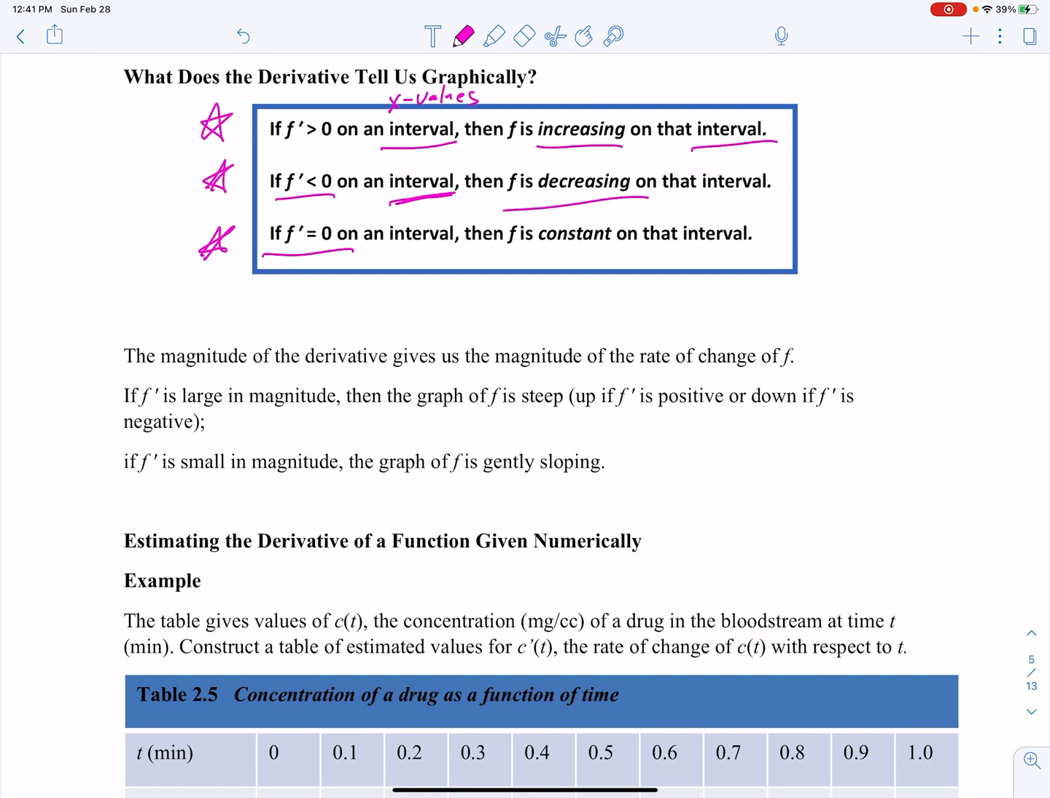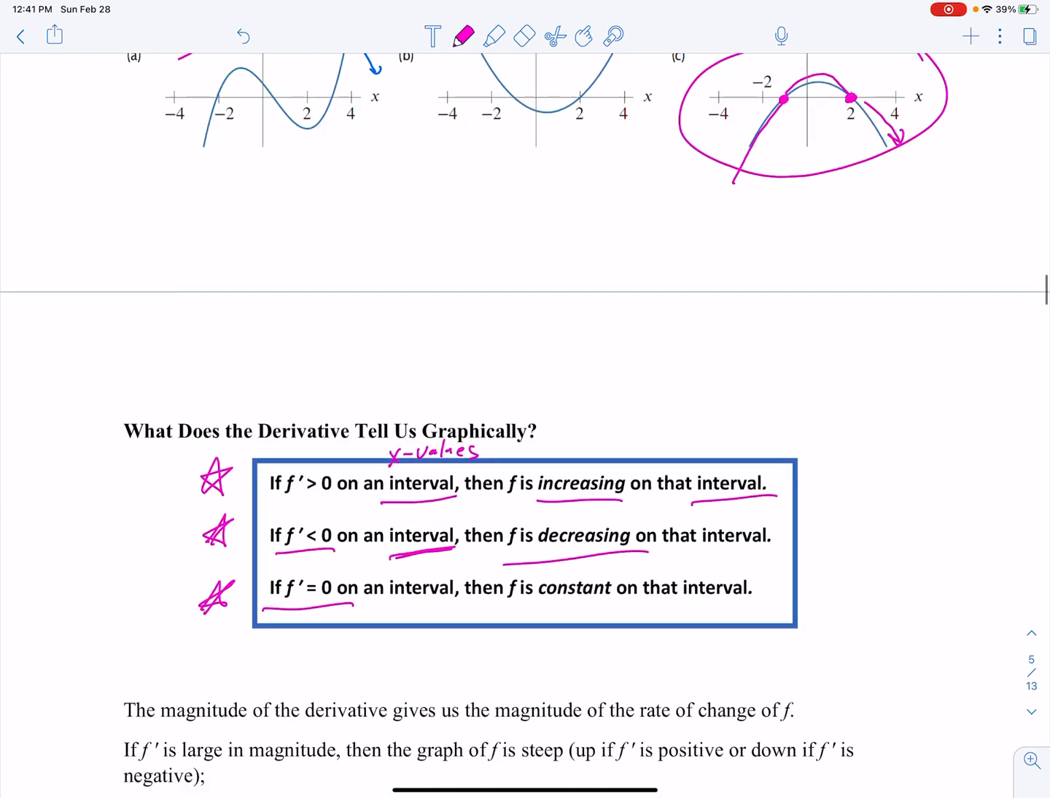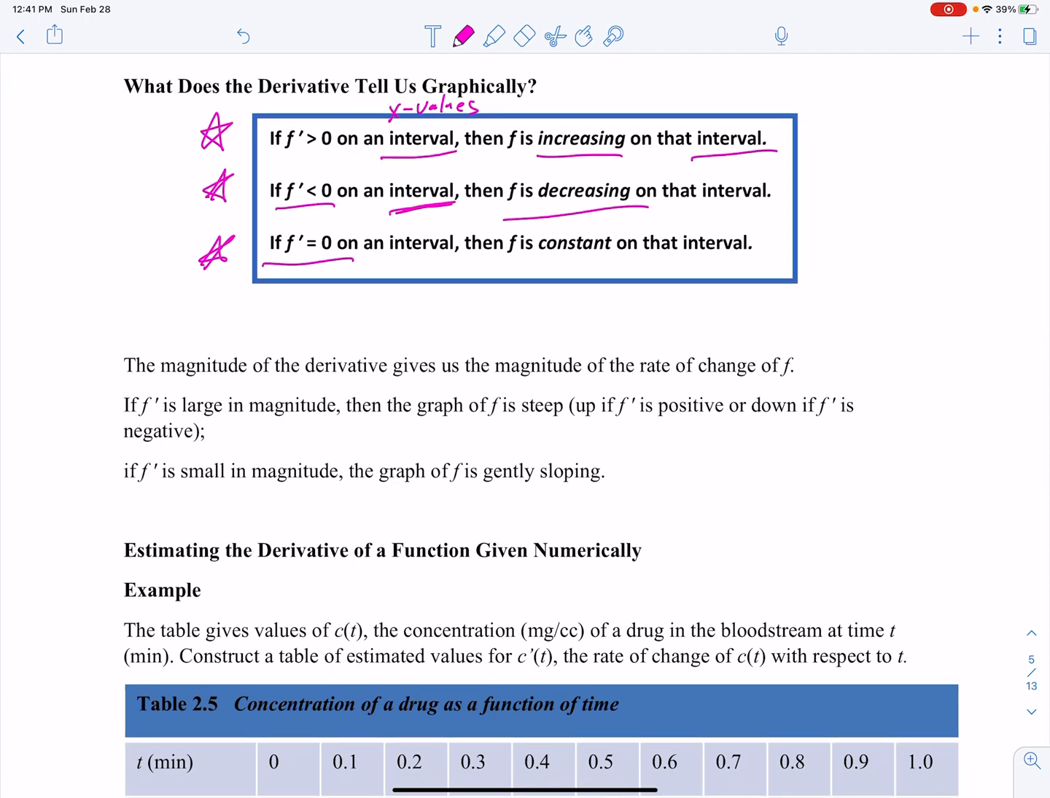All right, so the magnitude of the derivative gives us the magnitude of the rate of change of f. Magnitude just means bigger or smaller. So that's like I was talking about before when we drew that graph of the derivative. More negative, less negative, more positive, less positive magnitude. If f prime, your derivative, is large in magnitude, then the graph of the function is steep. It's steep up if your derivative is positive or steep down if the derivative is negative. If f prime is small in magnitude, the graph of f is gently sloping.